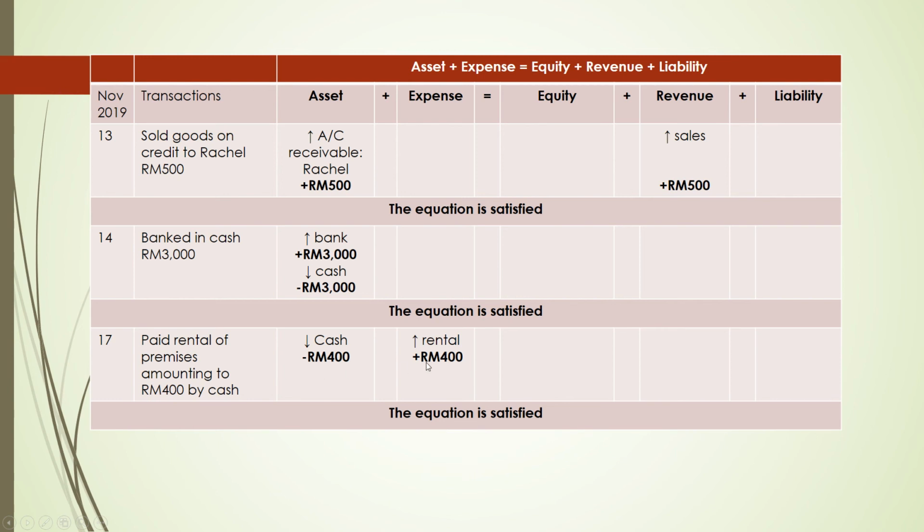Negative 400 ringgit, positive 400 ringgit. So how much? 0, right? So this side asset and expense equal to 0. And another side, equity, revenue, liability is also 0. Okay? Therefore, the equation is satisfied.